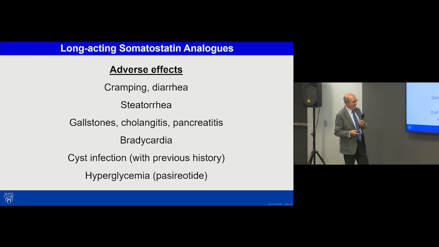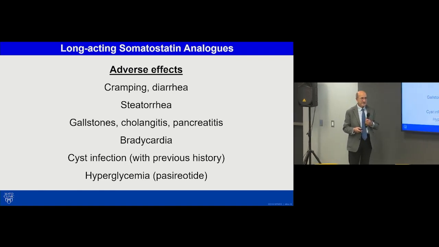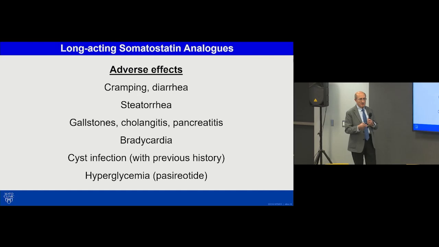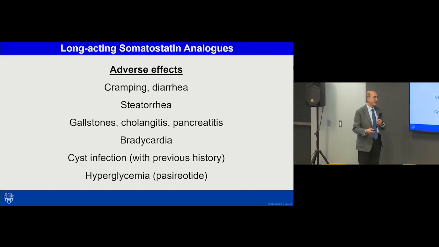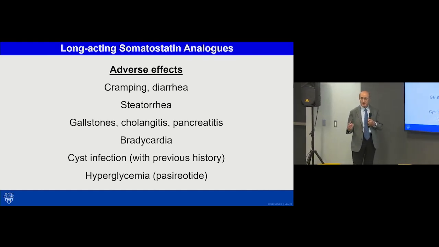The group from the Netherlands has found that patients treated with lanreotide, which is one somatostatin analog, may have an increased risk of cyst infections, but they observed this only in patients who had had cyst infections previously, so that increases the risk of recurrence. And then hyperglycemia is another side effect, but that's very, very minimal with octreotide and with lanreotide.